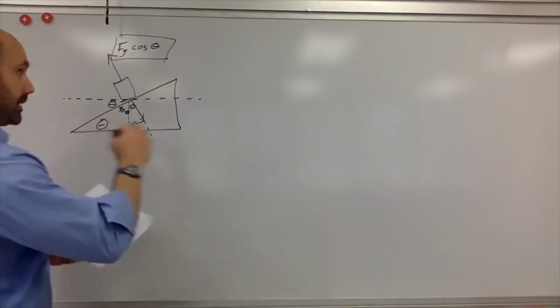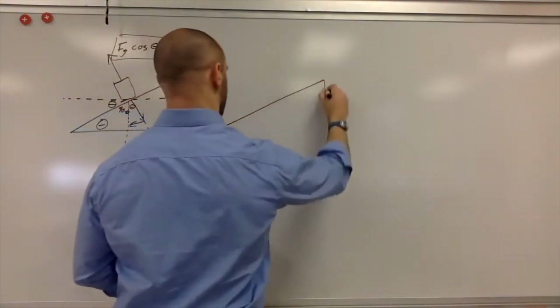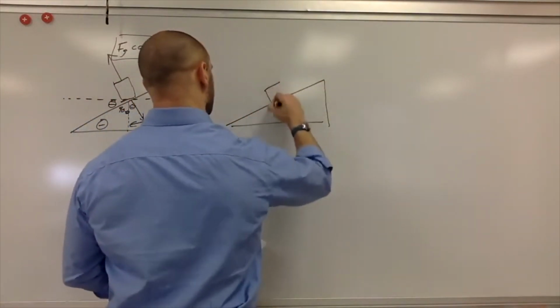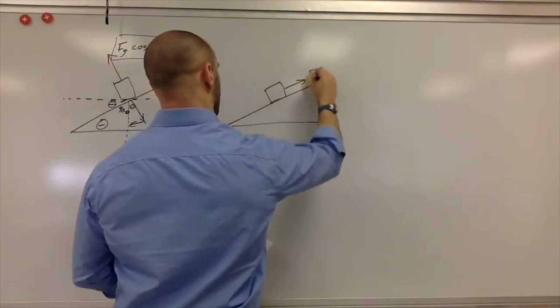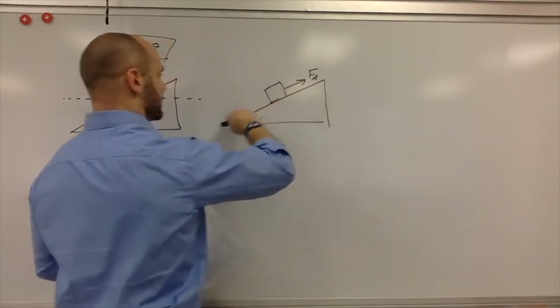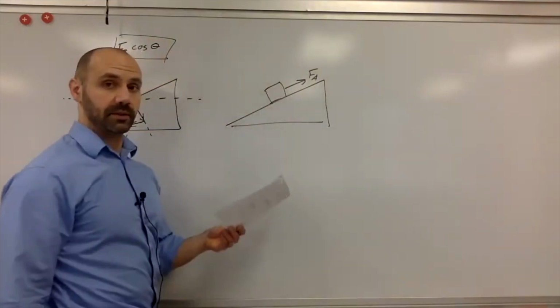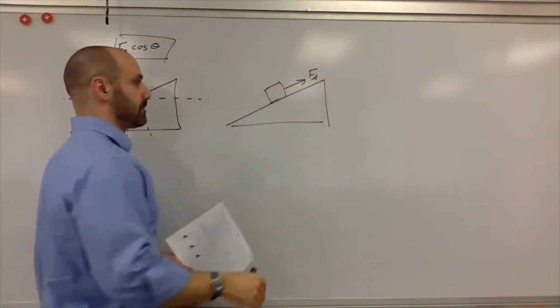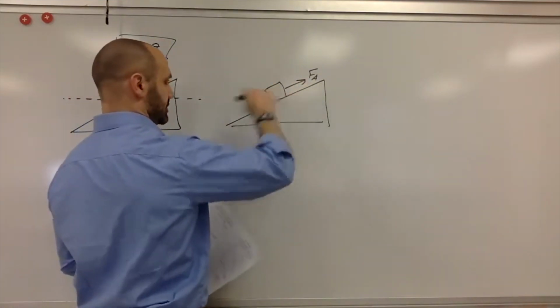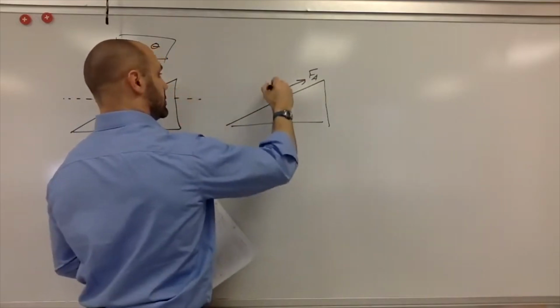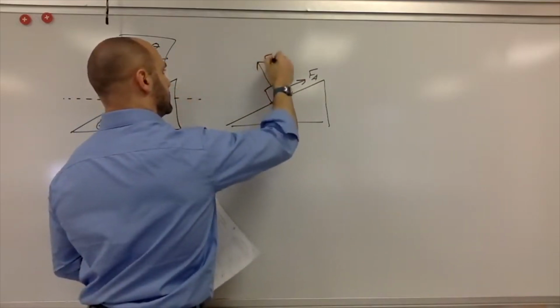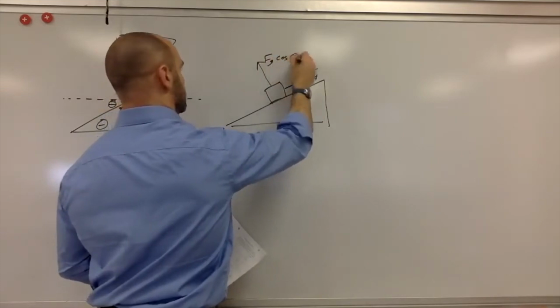If I add a force that's parallel to the surface, something here, Fa, this doesn't affect the normal force at all because it's parallel to the surface and perpendicular to the normal force. And so Fn is still Fg cosine of theta.